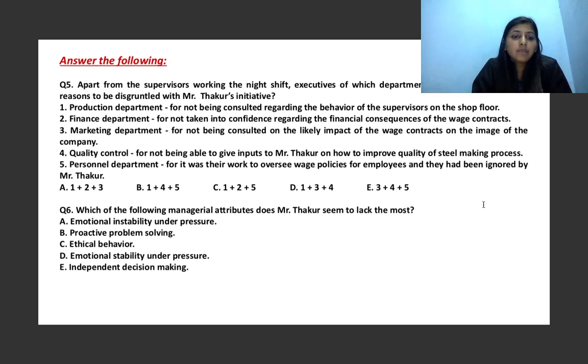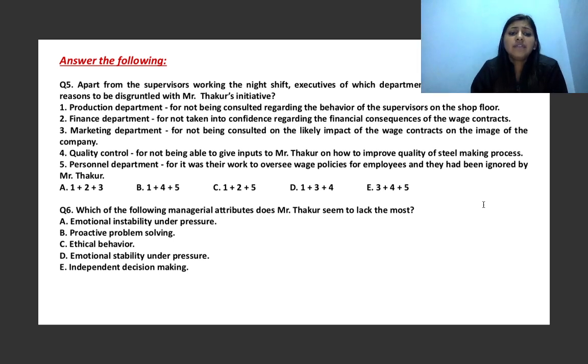Okay, question 6. Which of the following managerial attributes did Mr. Thakur seem to lack the most? A, emotional instability under pressure. No, he was emotionally unstable under pressure, so that is not lacking in Mr. Thakur. A cannot be the answer, it can be D. Okay, proactive problem solving. Yes, he was trying to solve the problem by one-on-one interaction. He was doing good, but he was just not consistent. That is where he went wrong. Okay, he was a good problem solver though.